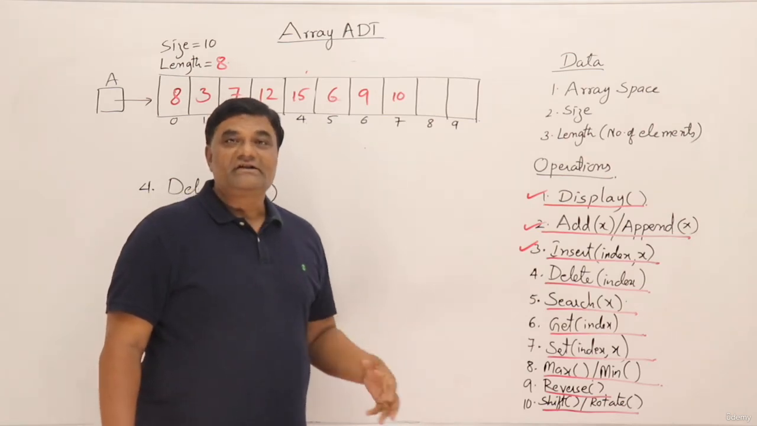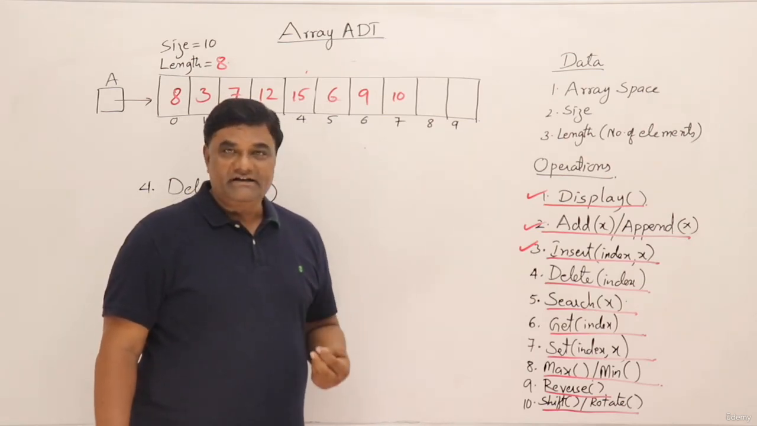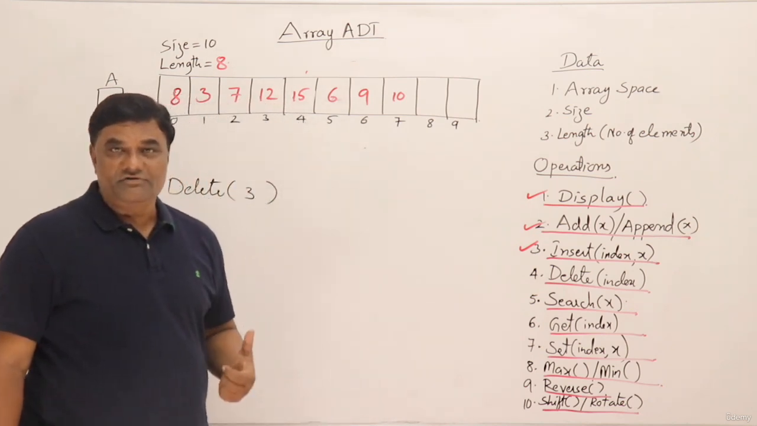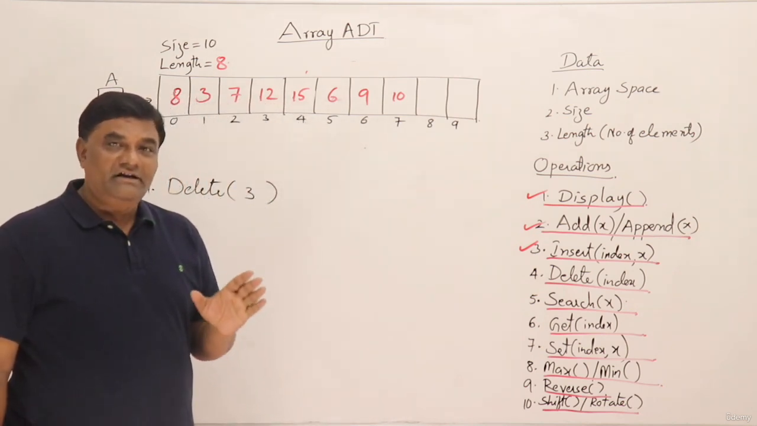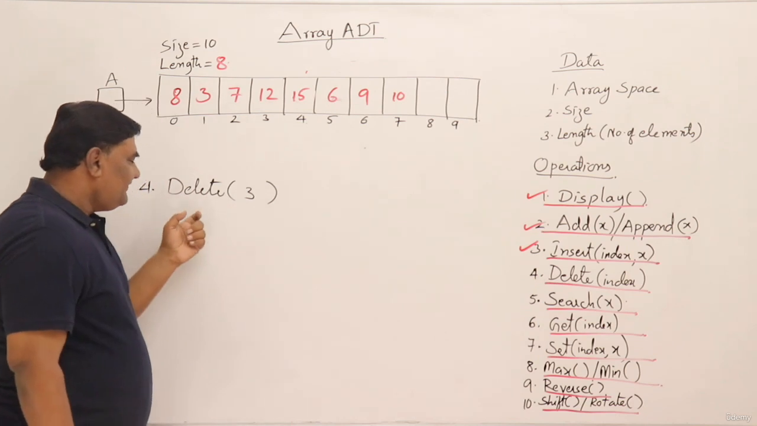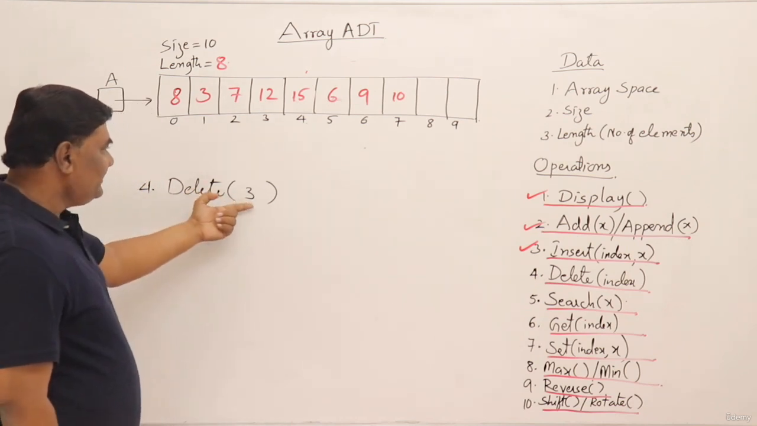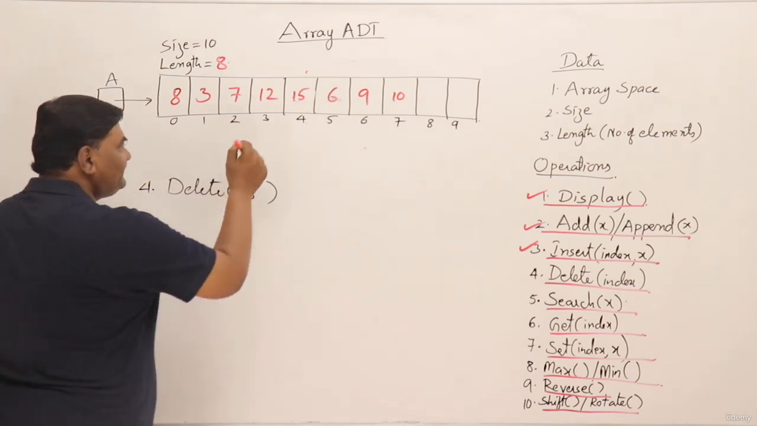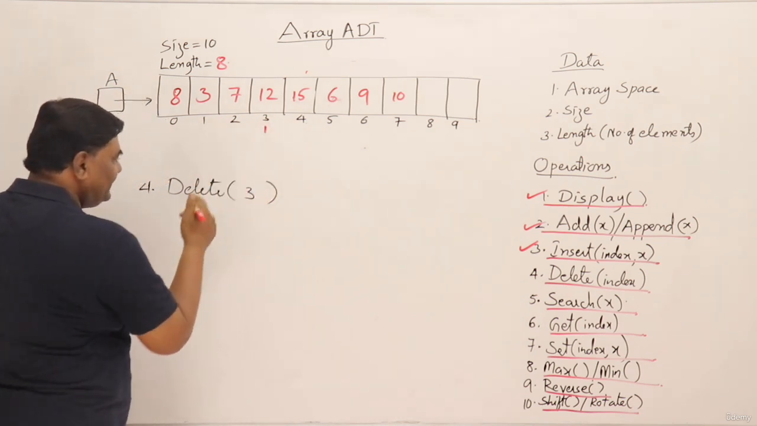Delete operation is removing an element from a given index. Obviously, when we want to delete something, we should mention which element we want to delete. So we can mention the index. As an example, I have taken delete element 3 at index 3. So this element I want to delete. For deleting this element, first of all you take out the element from there.